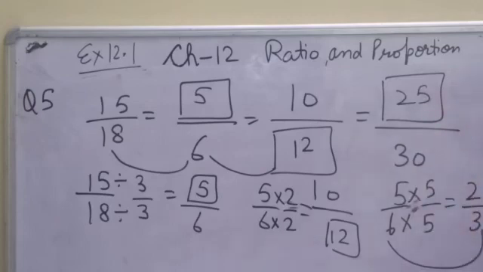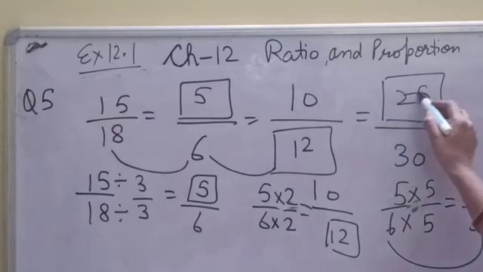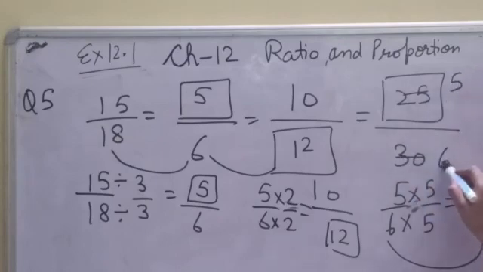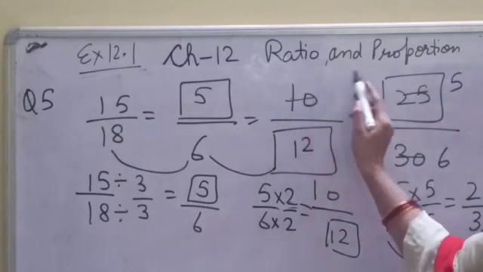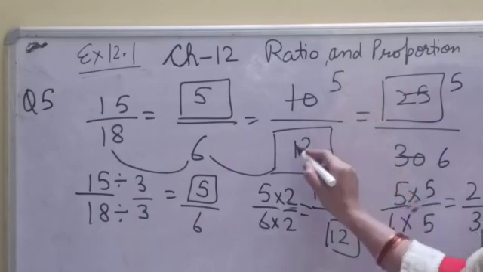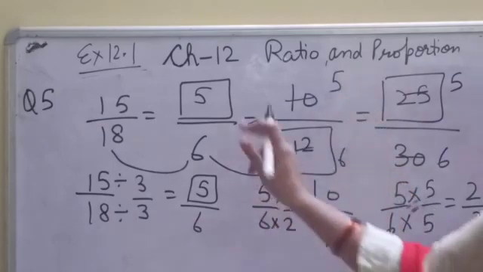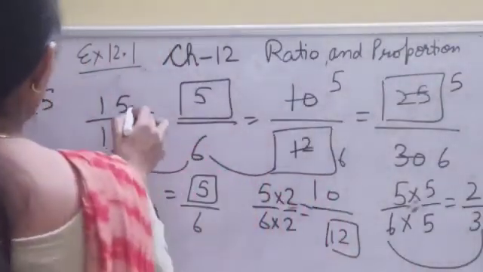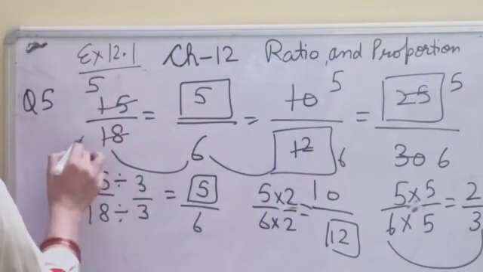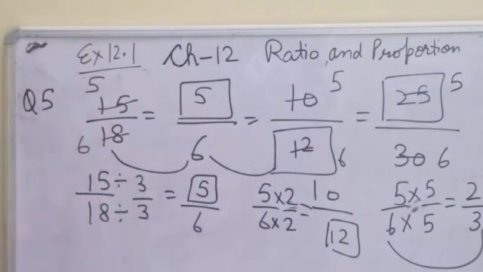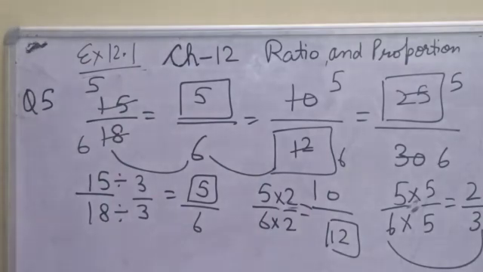Then he is asking, are they equivalent? Yes, they are equivalent. When we cut this, we will get the same. How? 5 fives are 25, 5 sixes are 30. 2 fives are 10, 2 sixes are 12. This we can't cut. 3 fives are 15, 3 sixes are 18. So when we solve them to the simplest form, these are equivalent to each other. So this is your question number 5.